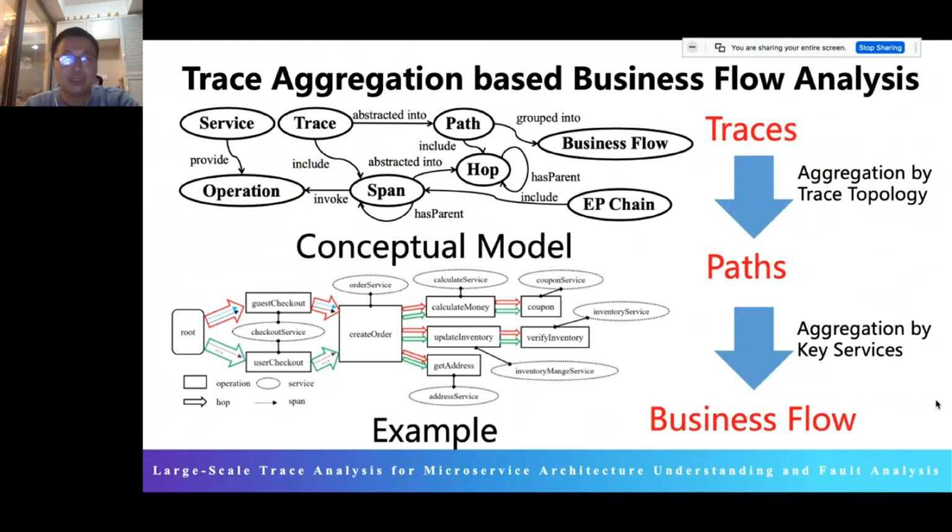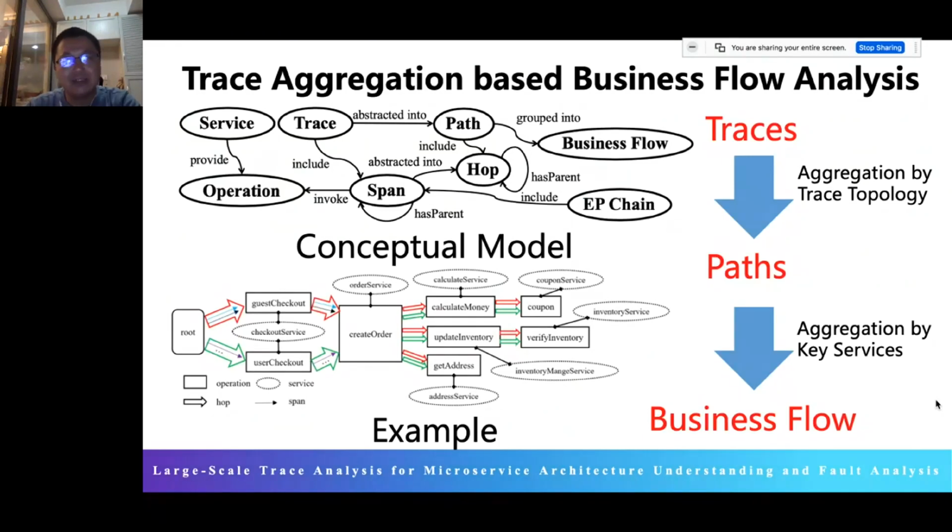So the focus of the first work is trace aggregation. As I mentioned just now, the trace data is a huge volume. So the challenge here is how to identify the useful information from the huge volume of trace data. In this work, the basic idea is that we can aggregate the traces. We support two levels of aggregation.